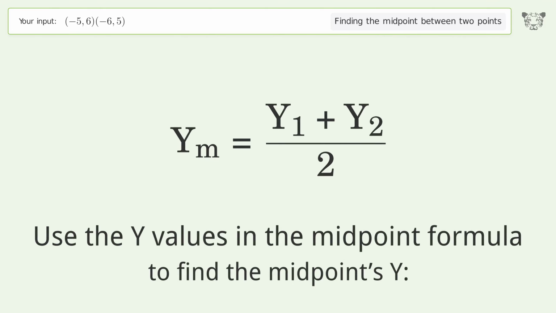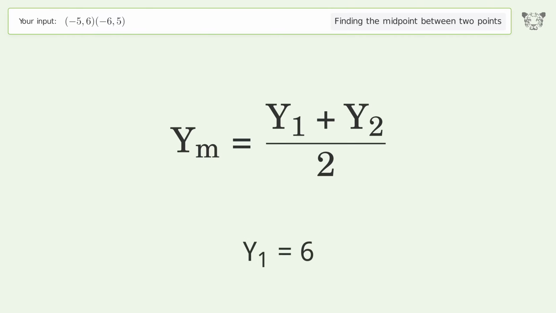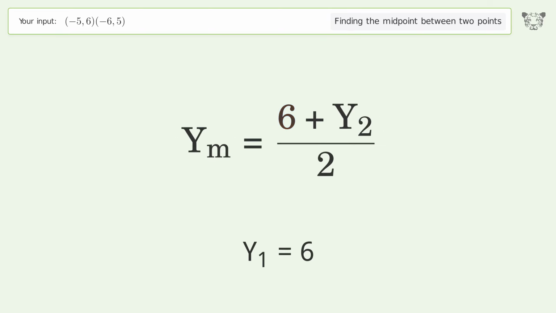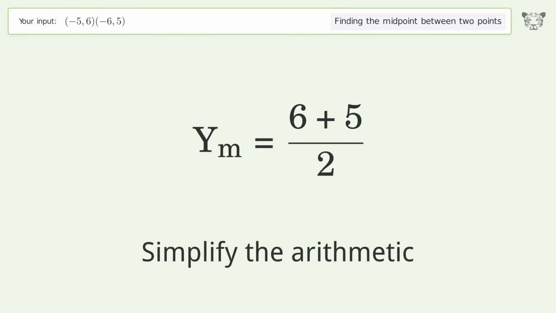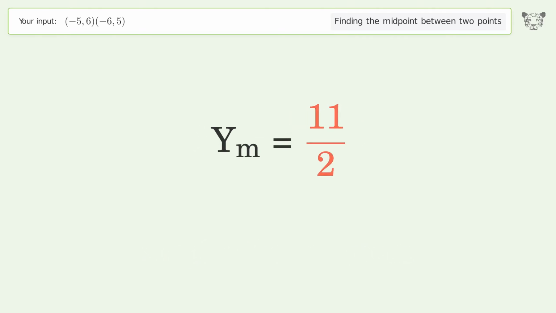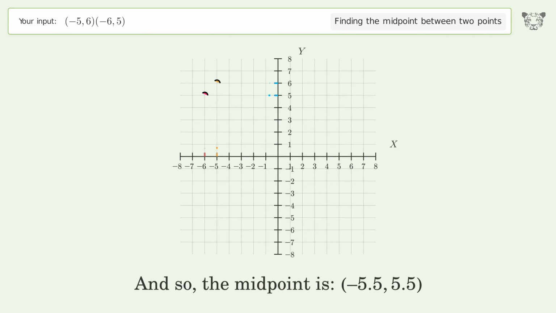Use the y values in the midpoint formula to find the midpoint's y. y1 equals 6. y2 equals 5. Simplify the arithmetic. And so, the midpoint is negative 5.5, 5.5.